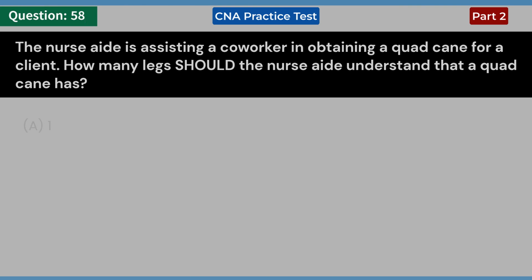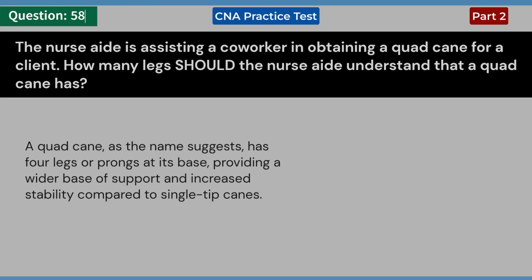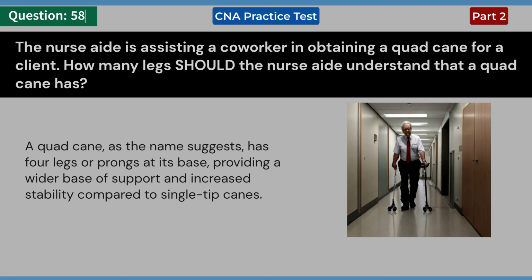The nurse aide is assisting a coworker in obtaining a quad cane for a client. How many legs should the nurse aide understand that a quad cane has? A. 1. B. 2. C. 3. D. 4. Answer D. 4. Explanation: a quad cane, as the name suggests, has 4 legs or prongs at its base, providing a wider base of support and increased stability compared to single-tip canes.